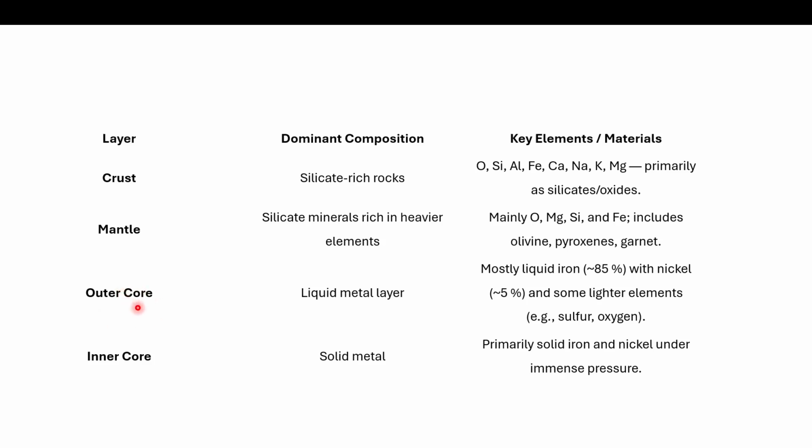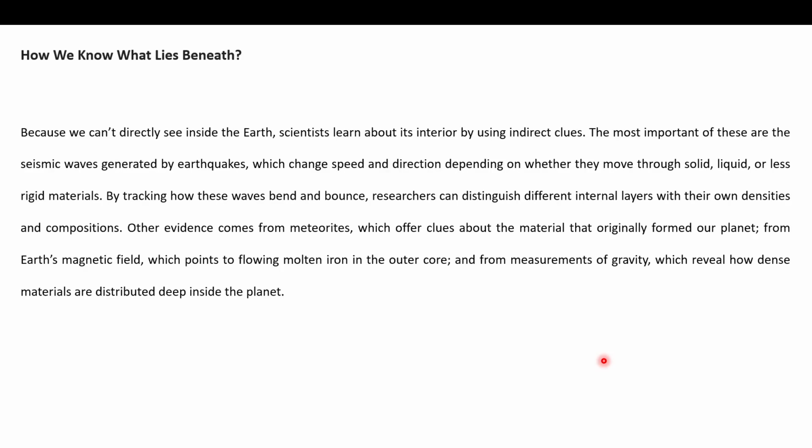And then we have the outer core. We are moving towards the innermost part. The outer core, which is a liquid metal layer, is mostly liquid iron, nearly 85%, with nickel, nearly 5%, and some lighter elements can also be found in the outer core, sulfur, oxygen, etc. And the inner core, the densest part, is solid metal, primarily solid iron and nickel, which are under immense pressure.